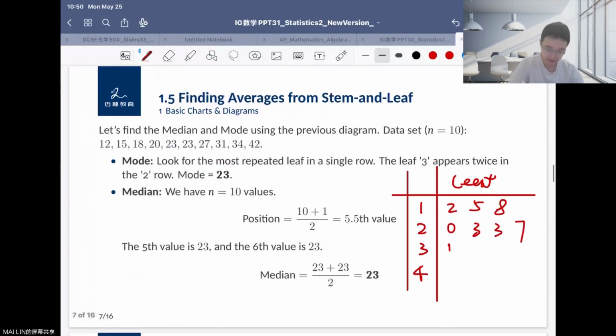And for 3, we have 31, 34, and for 4, we have 42. So that is how we can draw a stem and leaf graph to represent the data right here, okay? And then we can say we want to find the median and the mode using the previous data.